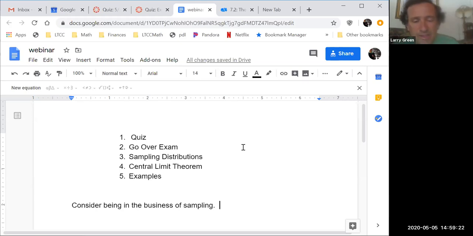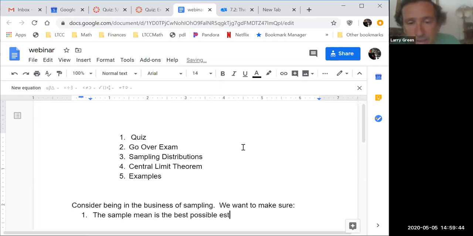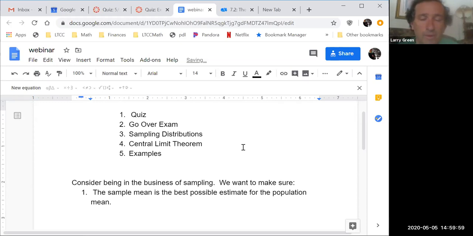So what that means is we want to make sure of two things. One is the sample mean is the best possible estimate for the population mean. That means it's unbiased. Okay, so any questions on that?